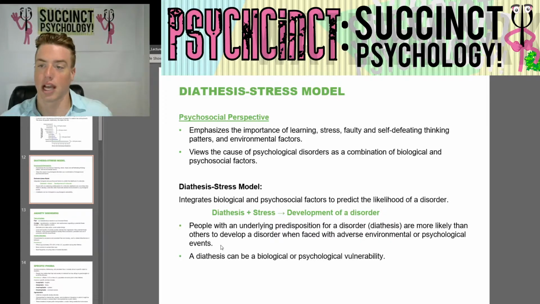So, diathesis is vulnerability to the stressor. So the two combined lead to the development of a disorder. People with an underlying predisposition for a disorder, like I just said, diathesis, are more likely than others to develop a disorder when faced with adverse environmental or psychological events. A diathesis can be a biological or psychological vulnerability.